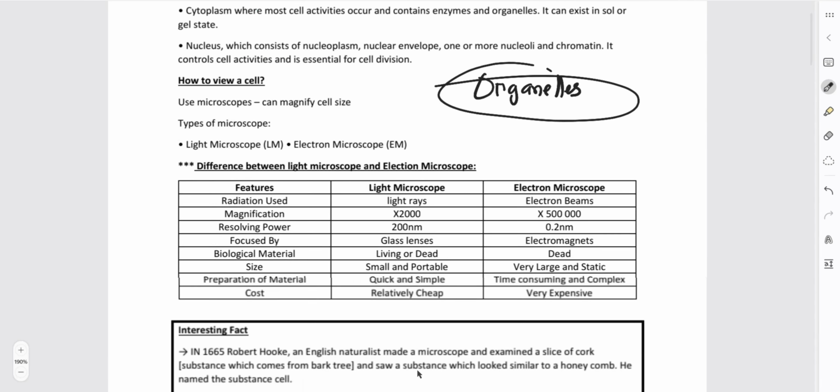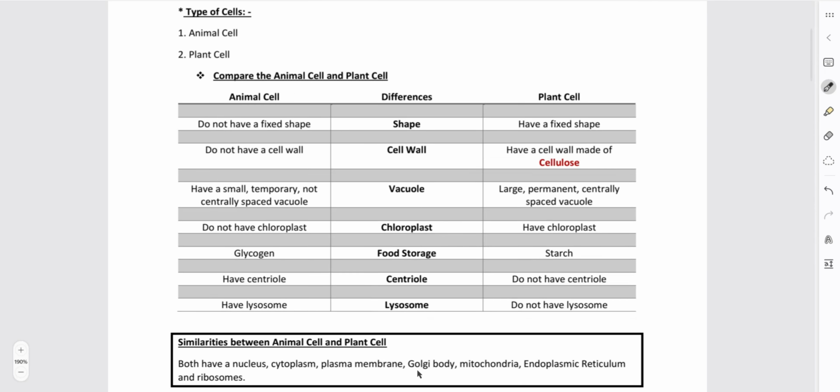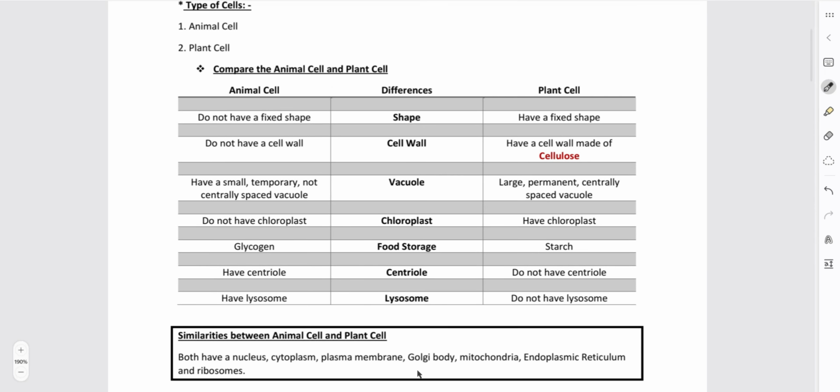Now, in our syllabus, we have two types of cell, the animal cell and the plant cell. And regarding these two types of cell, we are going to mainly discuss four important things. We have to identify each organelle, describe the structure of the organelles, write down the function of each organelle, and finally compare the animal cell with the plant cell. As you can see, I've tabulated here, right?